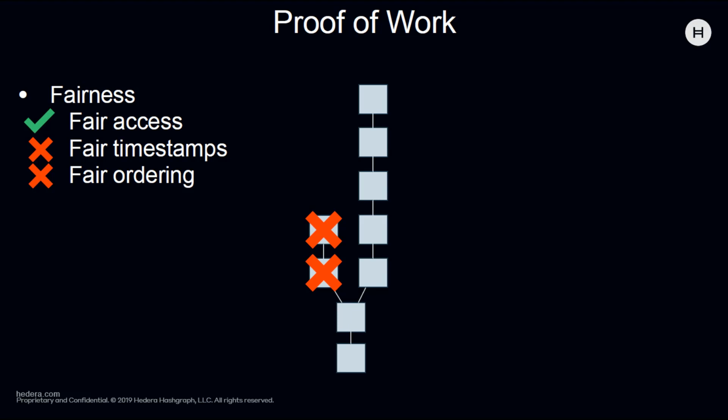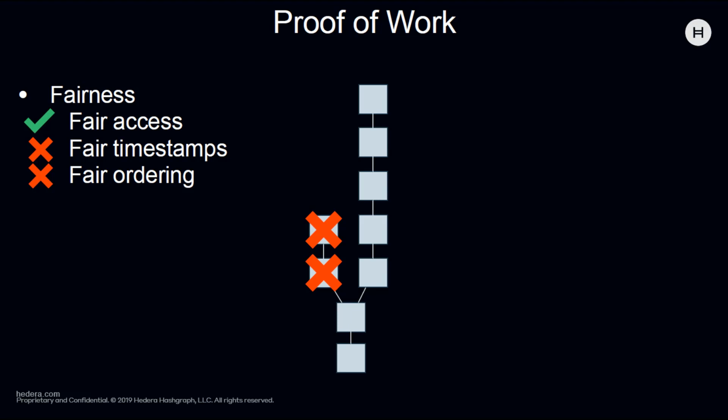So we don't have fairness of timestamps. We have consensus, but we don't have fairness. Again, for a typical Bitcoin transaction, who cares? We don't care about fairness. But if you're playing the game, if you're doing a stock market, you care a lot about fairness.